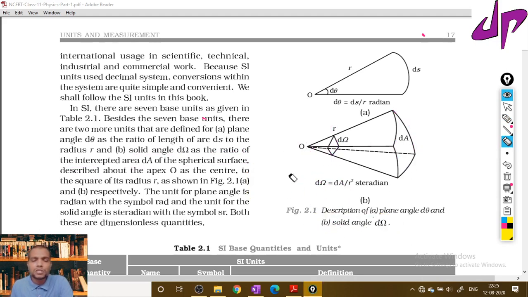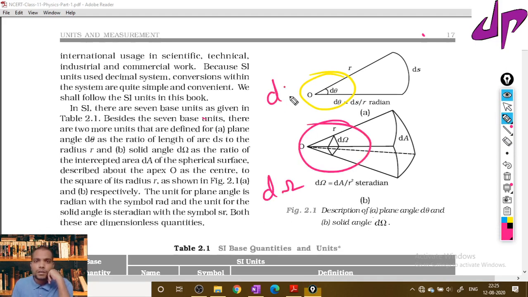The 7 basic units you can take as length, mass, time, electric current ampere, Kelvin temperature, next one mole, amount of substance, and the last one goes to luminous intensity. Those are the 7 fundamental units. Apart from that, we need to learn in the SI units the 2 angles. One is called the plane angle d theta, another is called the solid angle d omega. When we apply problems to d theta and d omega, we need to understand that much better.